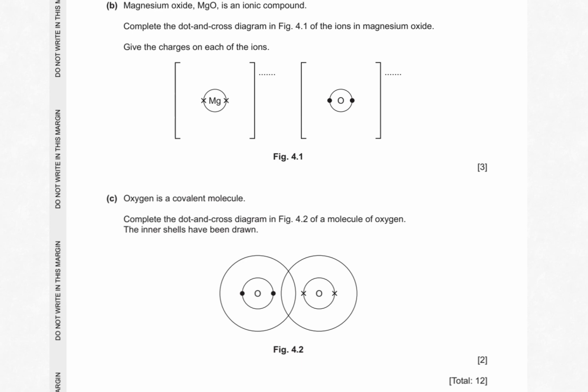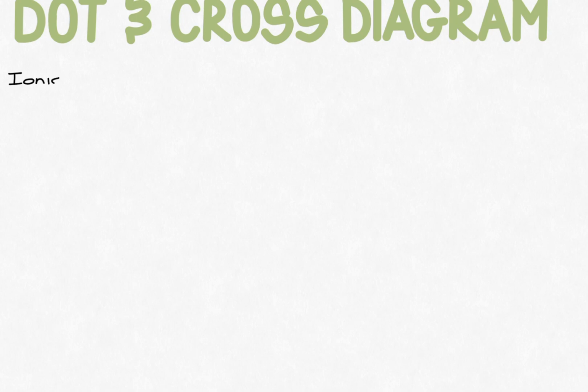Question B then asks us to do some dot and cross diagrams. So let's look at how we can do this for different compounds. Now there's 2 dot and cross diagrams that you need to be able to do. The first one is ionic bonding. Now ionic bonding happens when a metal and a non-metal bond together. So these two have different charges and the electrostatic force between them will keep them together.